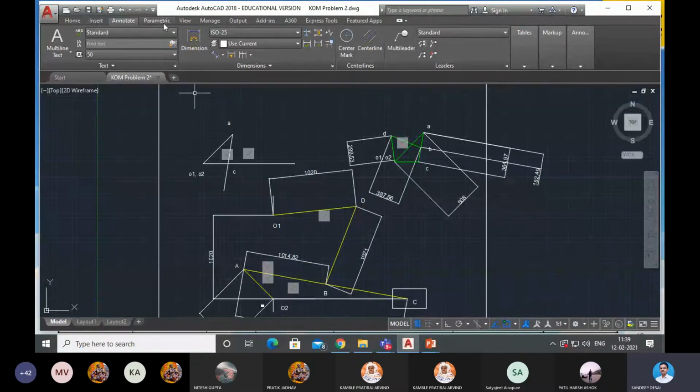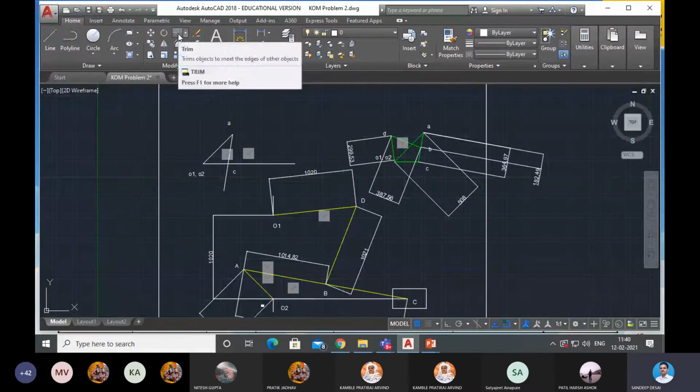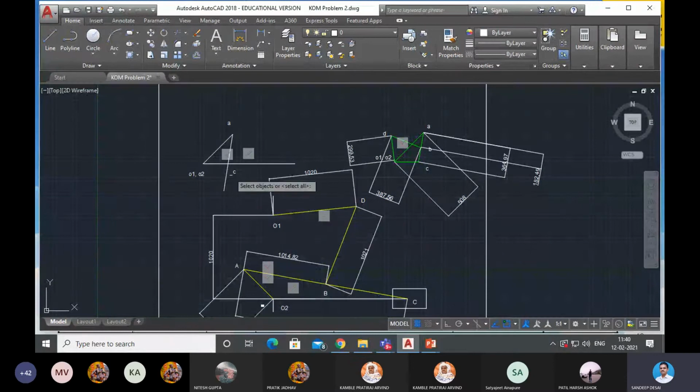And now what should I do? I should trim it. Shall I trim it? Let's go to the trim command. I have selected the trim command. Then select this line, say enter, and then select this line. It is trimmed. Got it? Then I have to trim this portion also. So select this line, say enter, select this line. It will be trimmed.